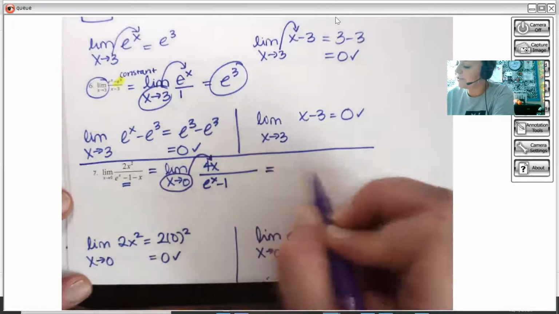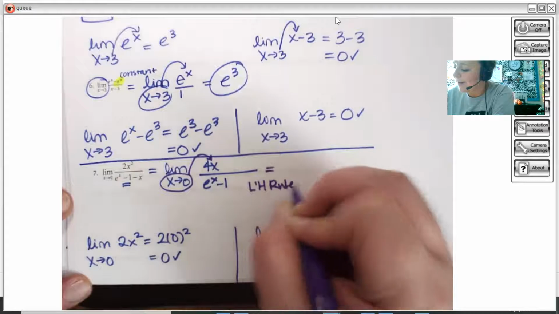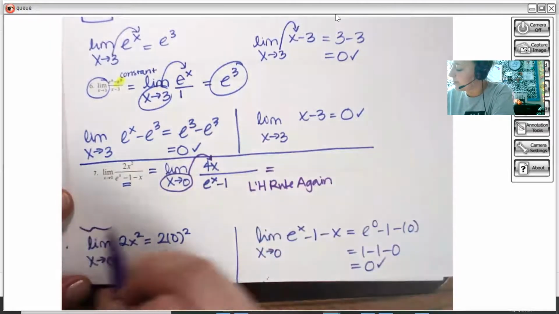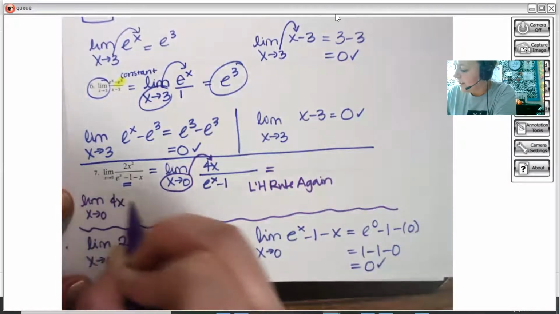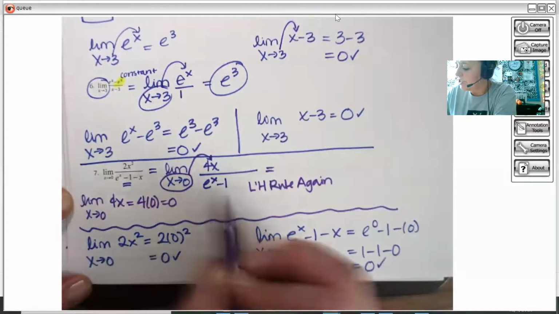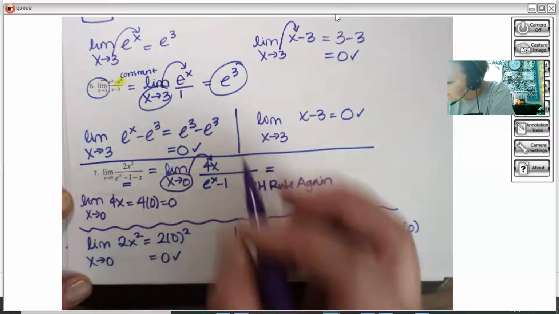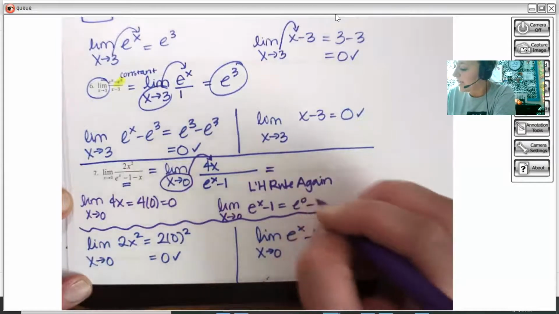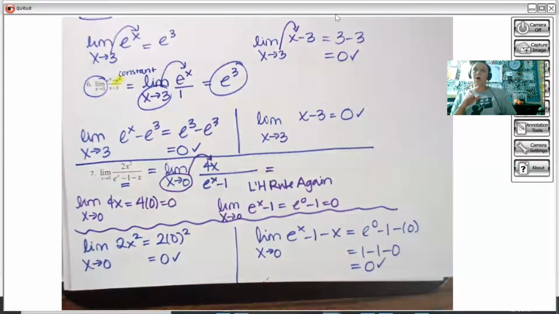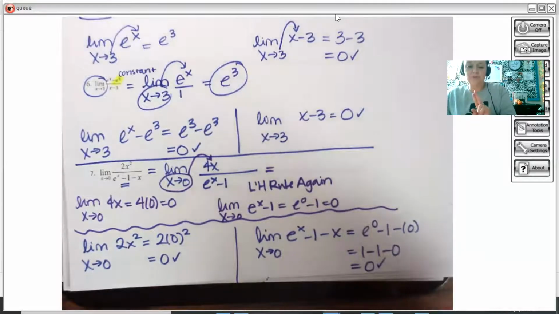That means that I'm going to have to do L'Hopital's rule again. So one more time, here's why. I'm going to switch from my blue to my purple. When I check the top limit as x approaches 0 of 4x, I get 4 times 0, which is 0. Then I check the bottom limit. Limit x approaches 0 of e to the x minus 1. I get e to the 0, which is 1, minus 1, which is 0. So L'Hopital's rule could go on forever. I mean, obviously, hopefully it doesn't. But as long as you're getting 0 over 0, you cannot make a conclusion until one of the pieces of the equation stops being a 0. So in this case, a second L'Hopital's rule ends up fixing it.